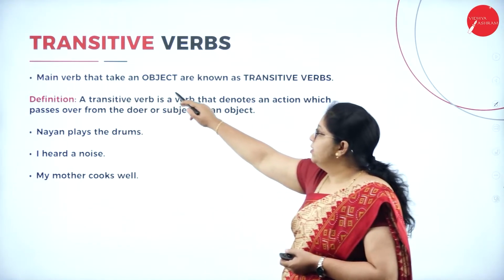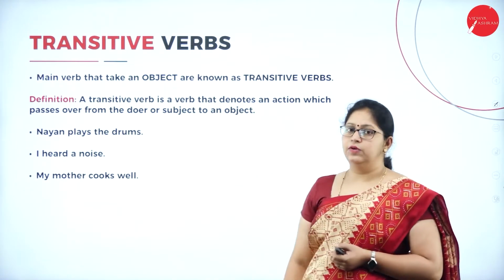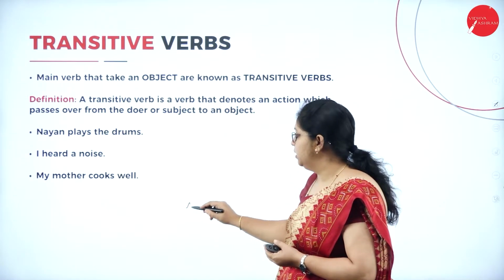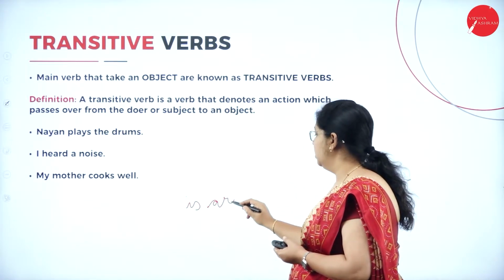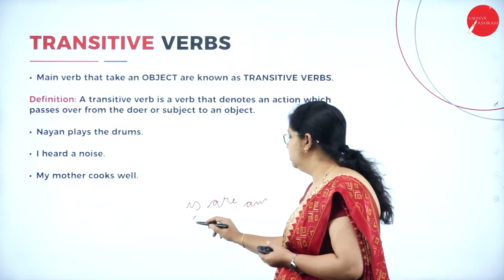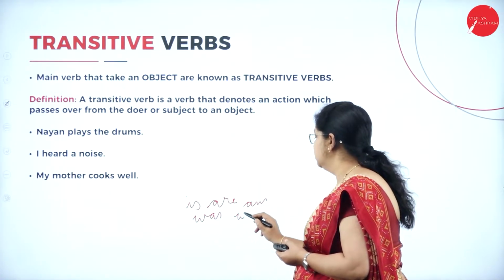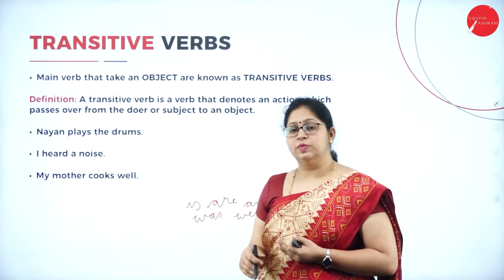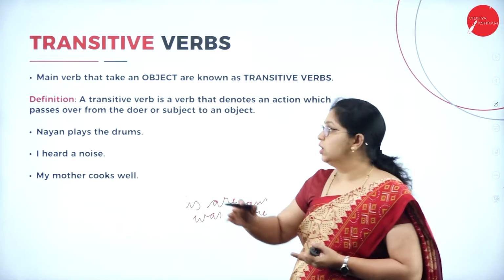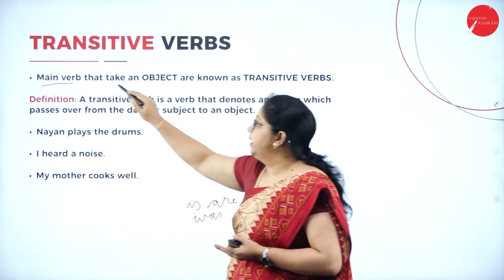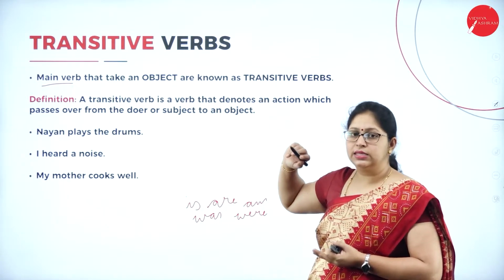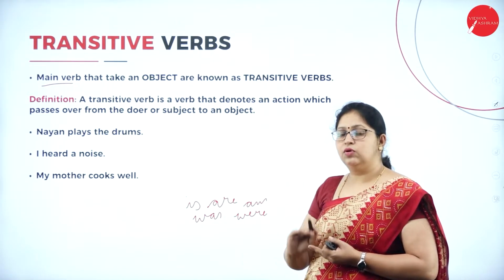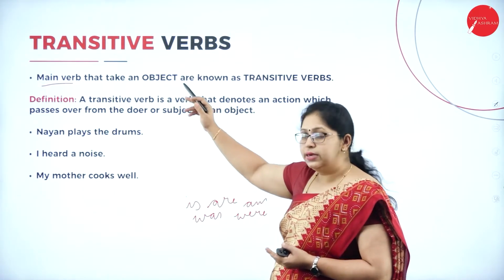Main verbs that take an object are known as transitive verbs. Main verb. I told you in some sentences there were is, are, am, was, were, correct? All these are auxiliary verbs or helping verbs. So here we are talking about the main verb that takes an object, known as transitive verbs. So the main verb has to take the object in it. Only then it is called the transitive verb.